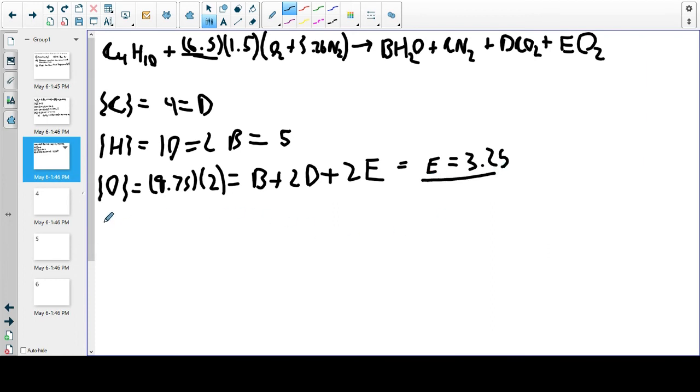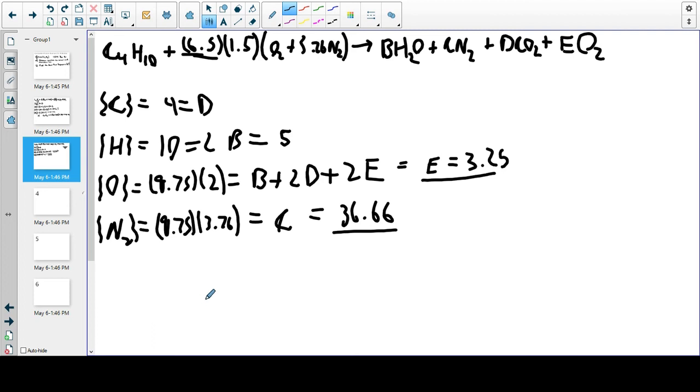Alright, and then, moving on, we have the number of nitrogens, so the N2s. And the same thing applies. We have 9.75 over here, which is our coefficient for the amount of air. And this is times the coefficient of our nitrogen, which is 3.76. Let me get that number. That's 36.66. And then on the other side, we obviously have no N's here, no N's here, no N's here. So we have C, which is equal to 36.66.